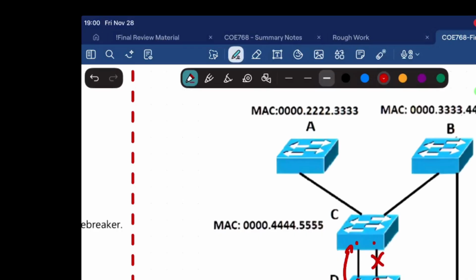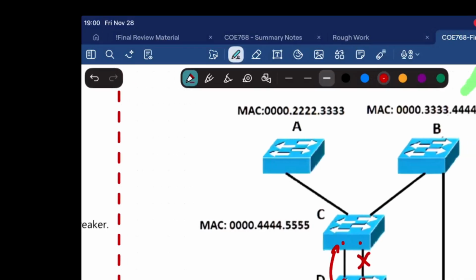And when I say trunk port, I might use this term in the future as well. A trunk port is basically a port that is used to connect switches. So all of these would be considered trunk ports.